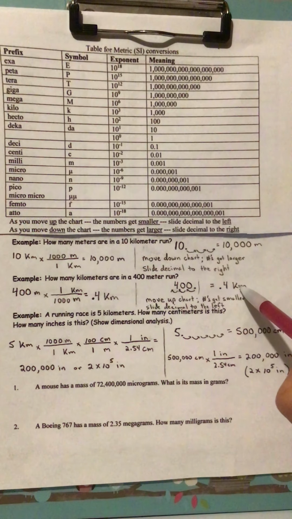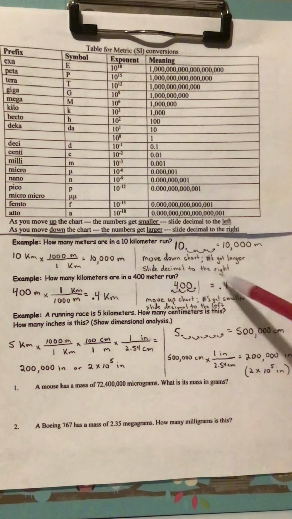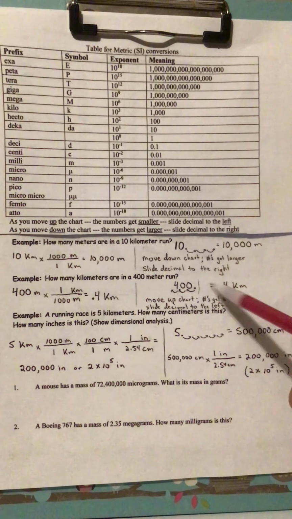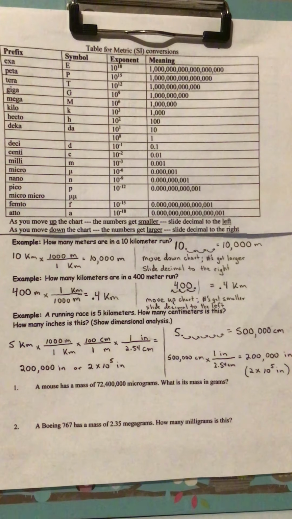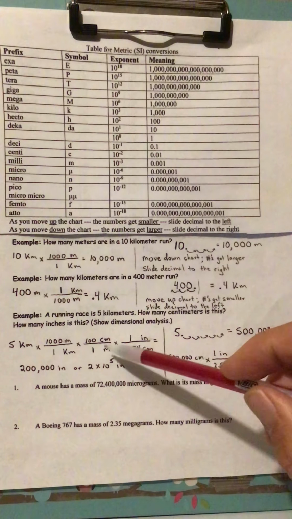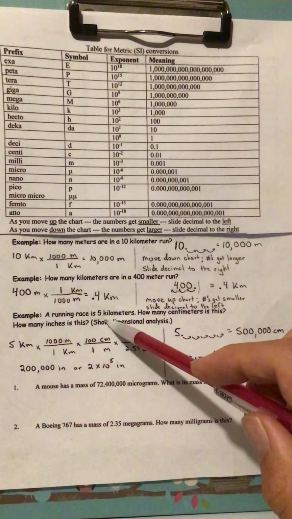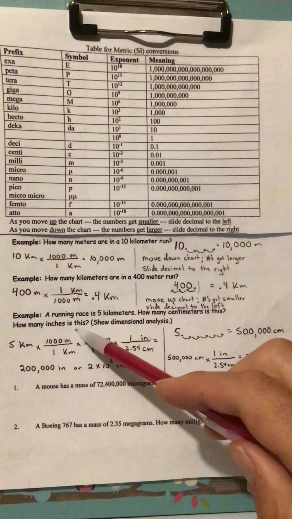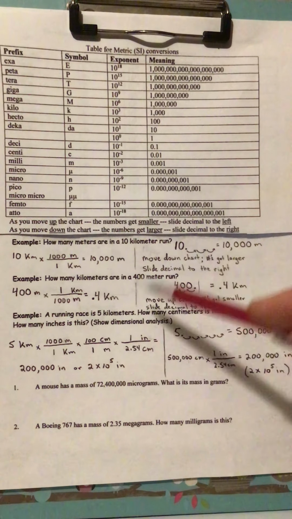Does that make sense? I'm going to a bigger unit, so I should have less of them. So 0.4 is much less than 400. A final example with that: a running race is 5 kilometers. How many centimeters is this? How many inches is this? So let's do the dimensional analysis way.